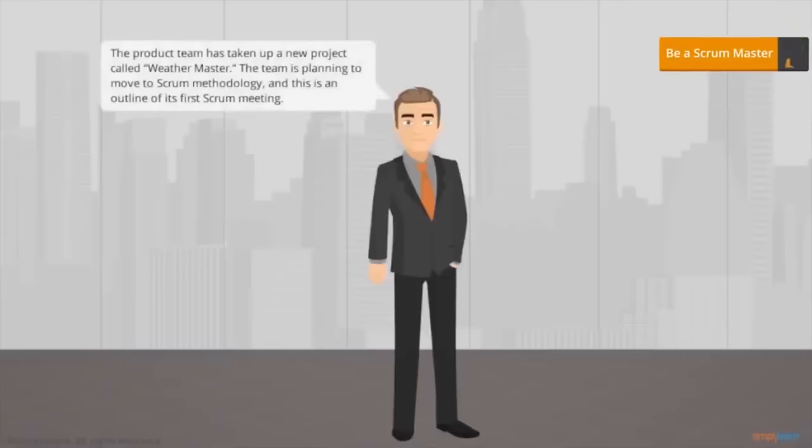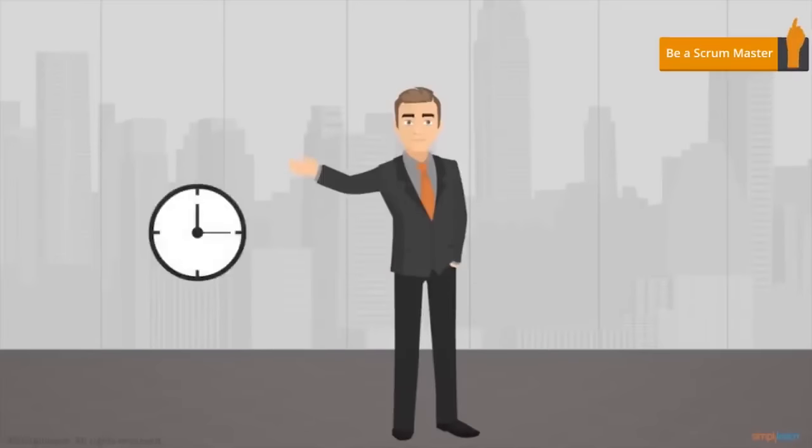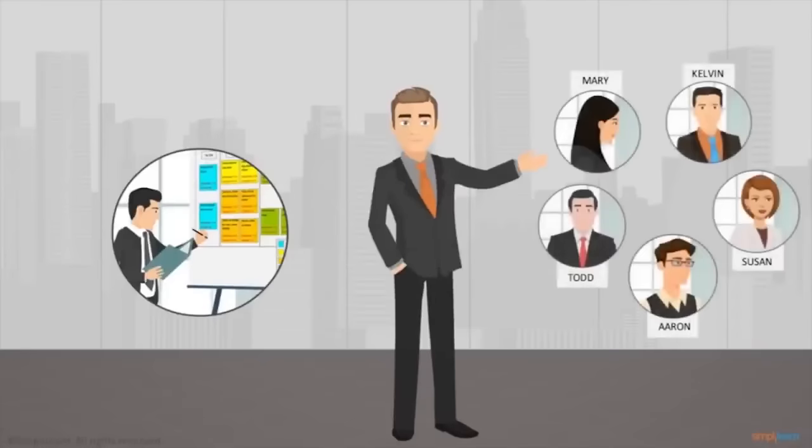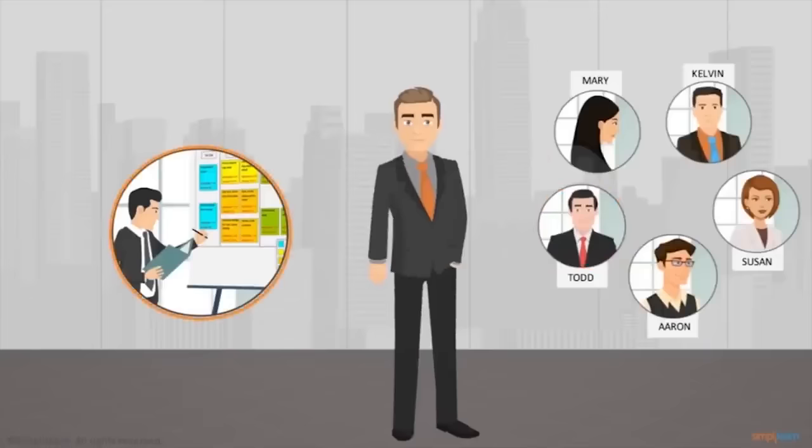The product team has taken up a new project called Weathermaster. The team is planning to move to Scrum methodology, and this is an outline of its first Scrum meeting. Time boxed to 15 minutes, Rick is the Scrum Master of this meeting, where the team members discuss what they did yesterday, their plans for today, and the impediments they faced. All team members are standing up, including Todd, who's joined the meeting via video chat. Rick holds the meeting near a Scrum board. Angela, the product owner, is absent. Rick reiterates that all discussions would be parked until after the Scrum meeting and encourages his team to keep the meeting short. People can chime in to resolve obstacles.